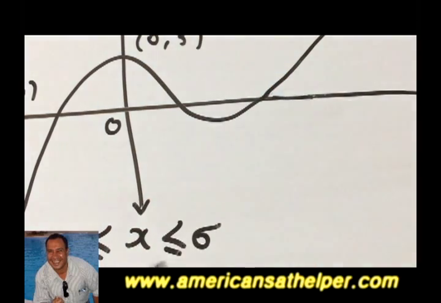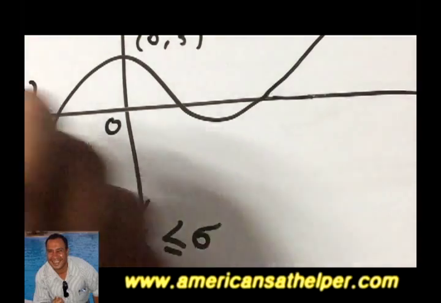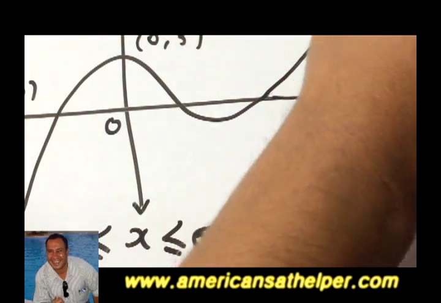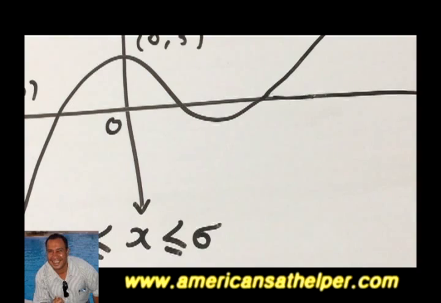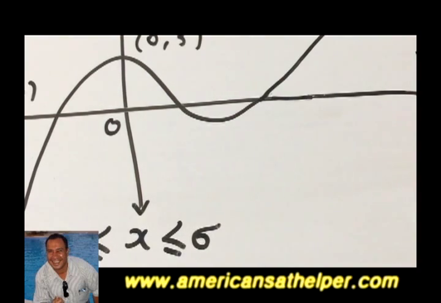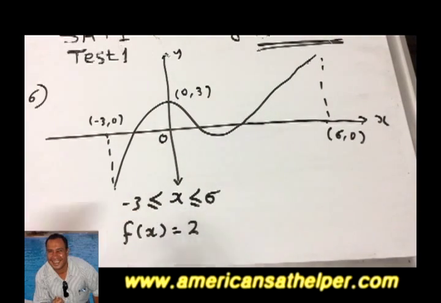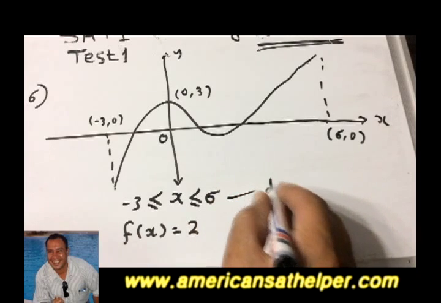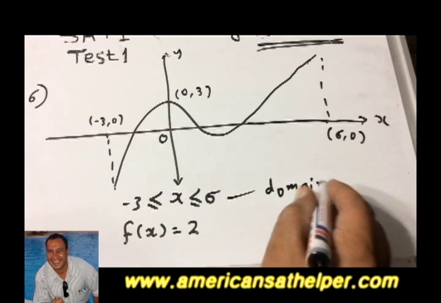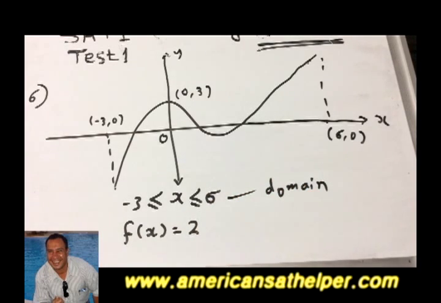We have a graph and we have the values of x between minus 3 and 6. This means that the graph is drawn between the value of x equals minus 3 and the value of x equals 6. And this is called the domain. What is meant by domain? It means the values of x.